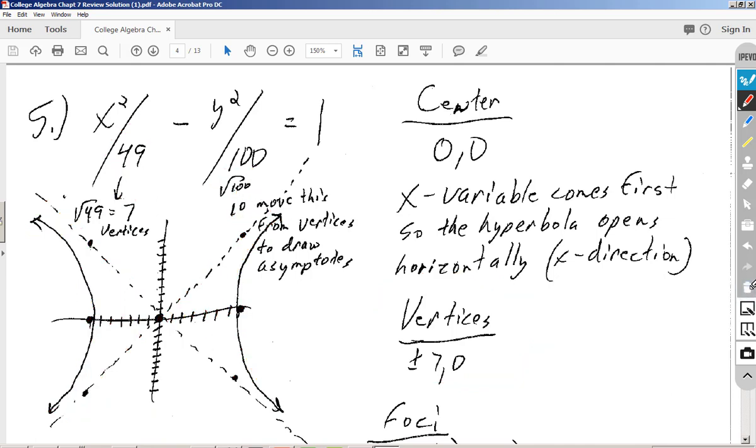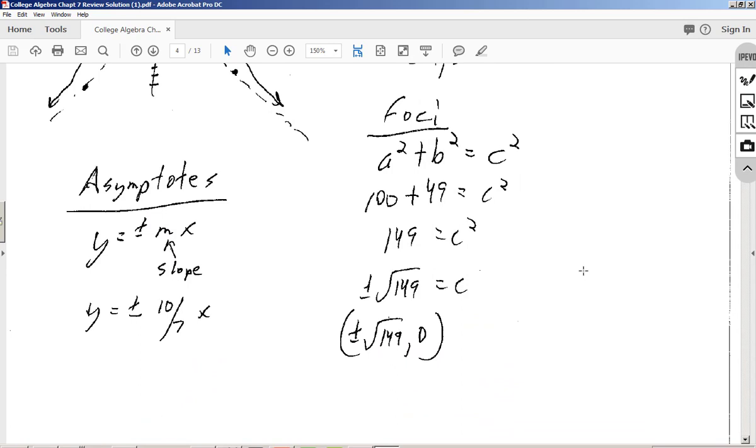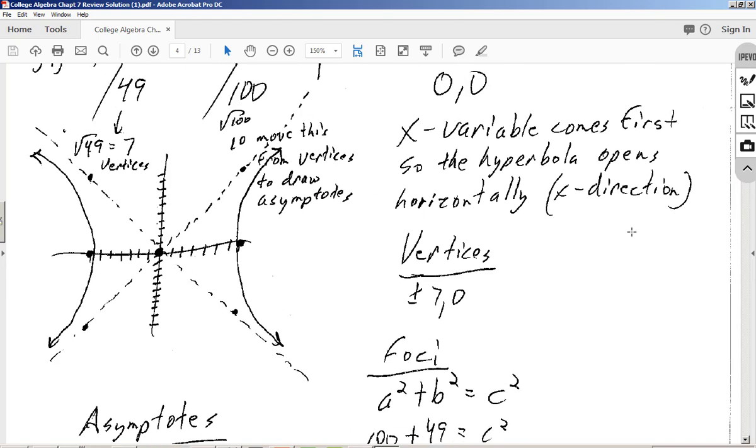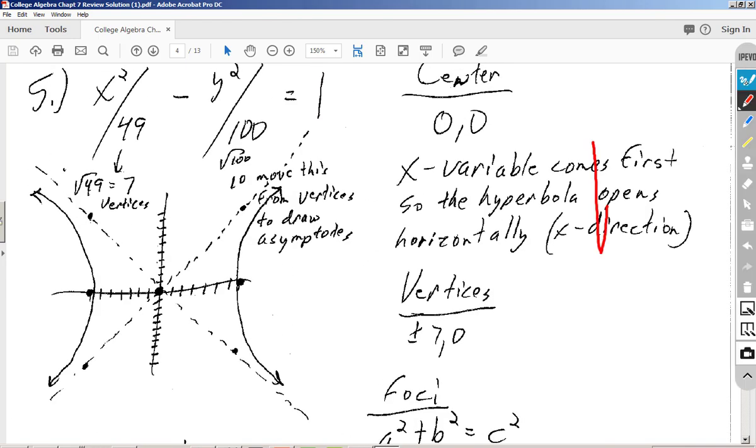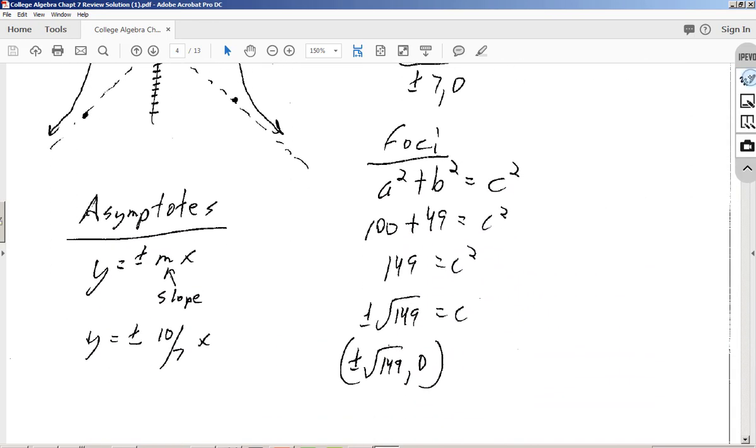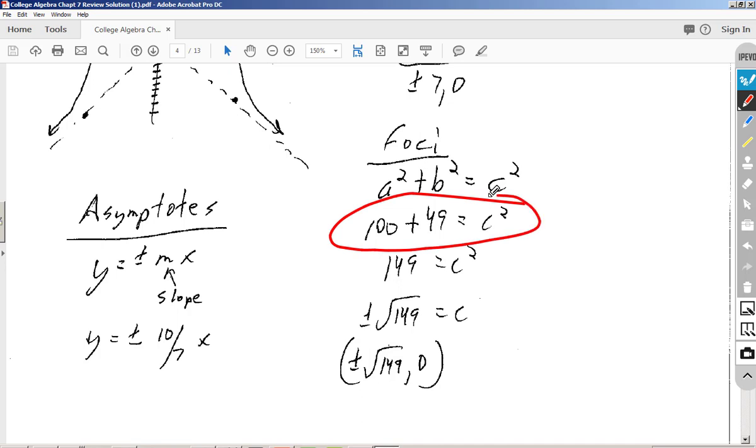Now that you've drawn your hyperbola, we can go ahead and find the foci. Your foci formula is a squared plus b squared all equals c squared. So again, it matches the exact same thing that you did previously with your ellipses. Let's scroll up here and see what our a squared and b squared are going to be. So here is our a squared and b squared. It doesn't really matter which one you put in which, because 2 plus 3 is the same thing as 3 plus 2. So substituting those in, I've got 100 plus 49 all equals c squared. So 149 equals c squared. So plus or minus the square root of 149 is c.